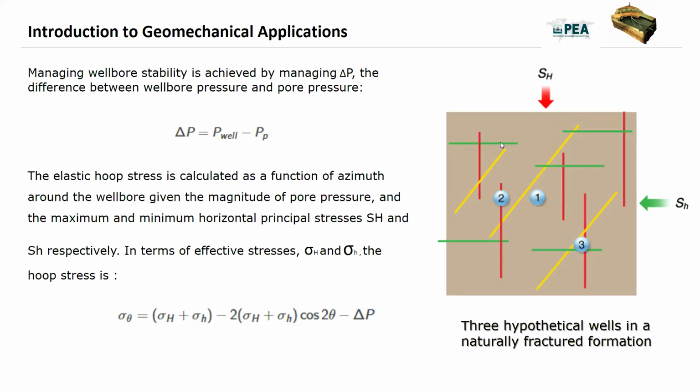The key thing that interacts in wellbore stability is the elastic hoop stress, which is the stress around the wellbore, calculated as a function of the azimuth around the wellbore, given the magnitude of the pore pressure and the two horizontal stresses. The following analysis illustrates how the well pressure is used to manage wellbore stability and also the surfaces that can fail in the hoop stress.